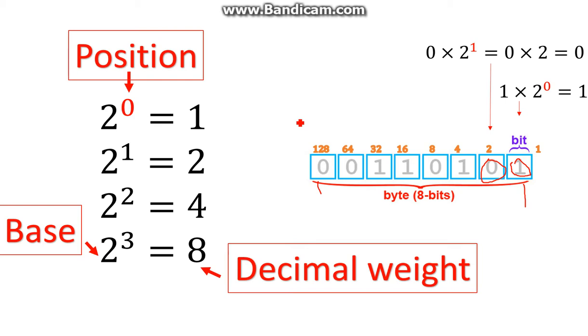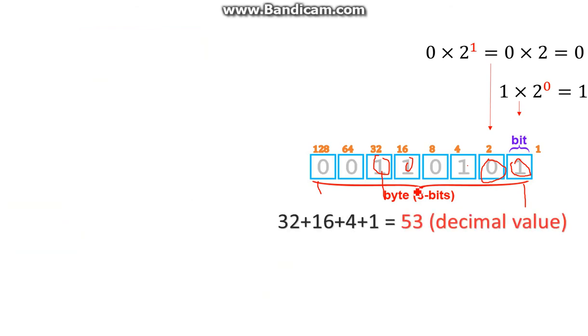If a 1 appears, such as in this one where we have 4 ones, okay? If a 1 appears in a digit position, add its weight to the remaining weights to obtain the decimal equivalent. So you have 32 plus 16 plus 4 plus 1, which equals 53. That will be your decimal value for this binary number, okay?